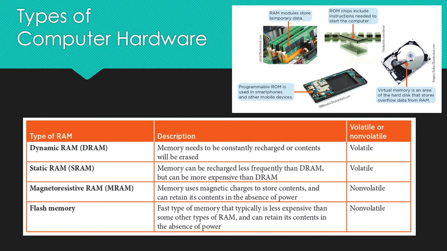Then magneto-resistive RAM. This is non-volatile. It retains data. Basically, magnetic is more on an enterprise basis, where you keep data for companies. Also, we have flash memory, where it could be a thumb drive, things like that. Okay, SD card.